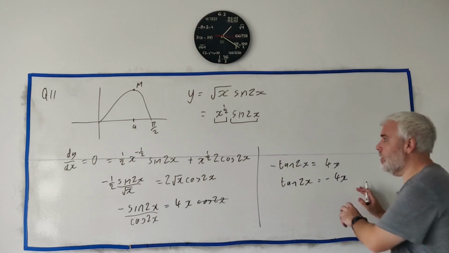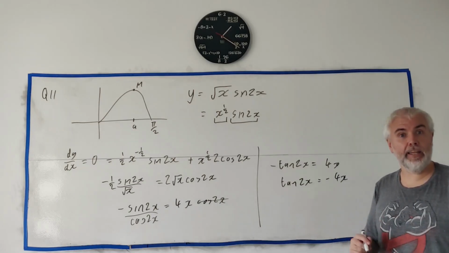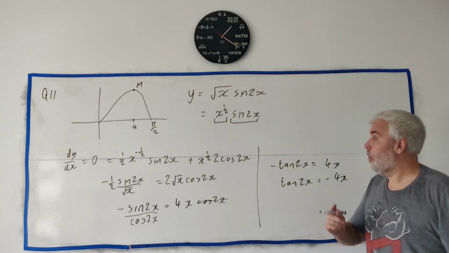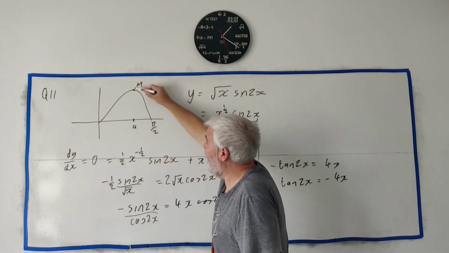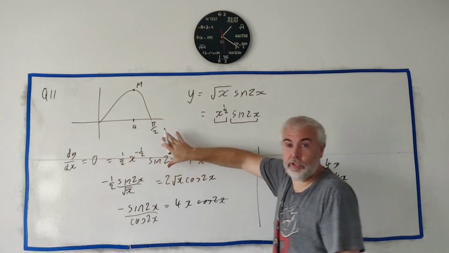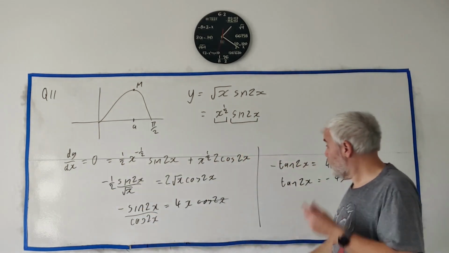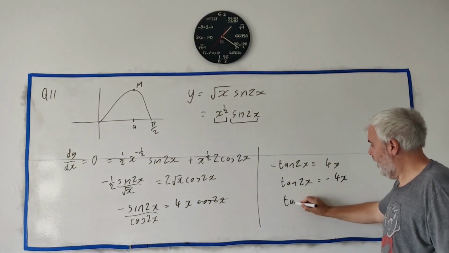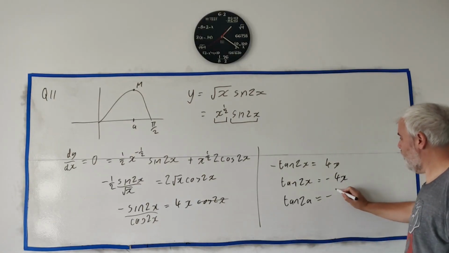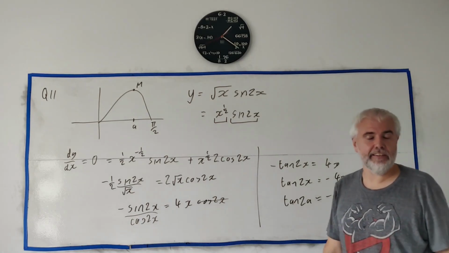At any point after this line or in this line even, we could have replaced x with a, because they told you that x was equal to a at this point. That's what we were doing here. We were at this point because we were at equal 0. So at any point you want, you could have put a in. I'll just wait till the end. So that's tan of 2a is equal to minus 4a. And that's the answer to part A.